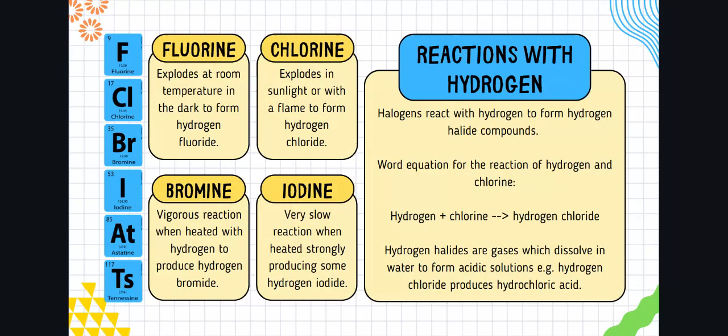When chlorine, fluorine, bromine, and iodine, the group 7 halogens, react with hydrogen, they form hydrogen halide compounds. The word equation for this is hydrogen plus chlorine equals hydrogen chloride. Hydrogen halides are specifically gases which dissolve in water to form acidic solutions. An example of this would be hydrogen chloride dissolving in water as an aqueous solution to form hydrochloric acid, which is an acidic solution.